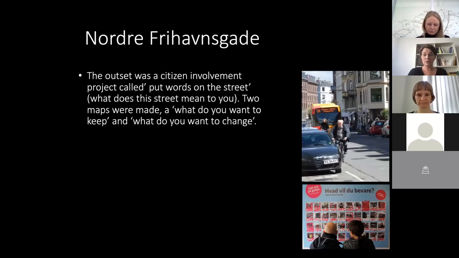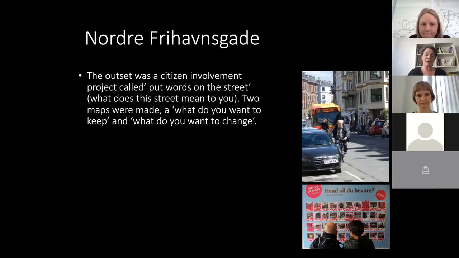And there was also another one, one of the newest, called Nordre Frihavnsgade, where they made much more citizen involvement. They could of course do that because we already had two of these neighborhood streets. The citizen involvement was called put words on the street. They made two maps, what you want to change and what you want to keep. You can see the bottom picture is one of these maps. People could put red dots on what they wanted to keep and what they wanted to change, and they could also write post-its on what they wanted in the area. And what they themselves could then see by this process was that they wanted to keep it all.